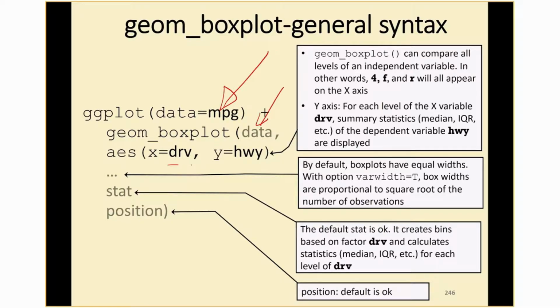We want drive on the x-axis. We want highway mileage on the y-axis. There's one option you might consider, and that's varwidth equals T. If you put that in, the width of the box will be proportional to the number of observations.